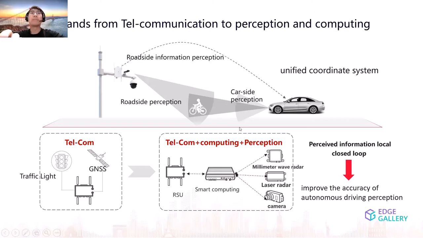Perception information forms a local closed loop of the road network information, based on intelligent calculation. Sensor information is fused to form real-time data, which is transmitted from the roadside to the vehicle side, to improve the confidence of autonomous driving perception. It's just for driving automation.